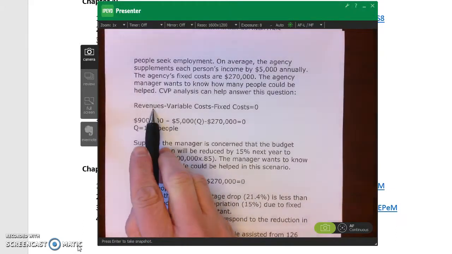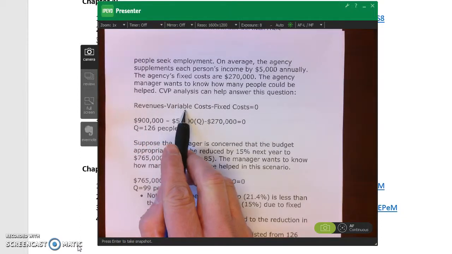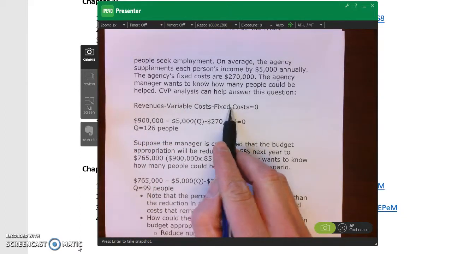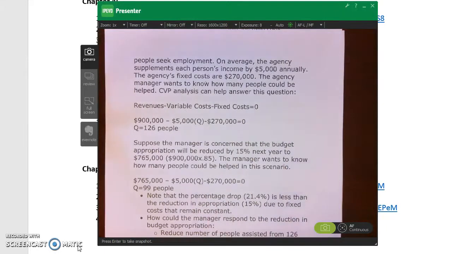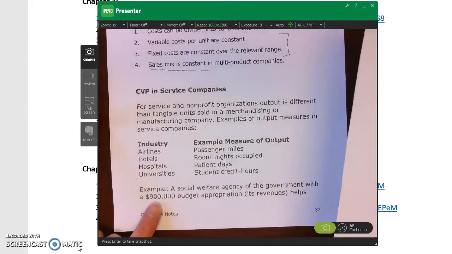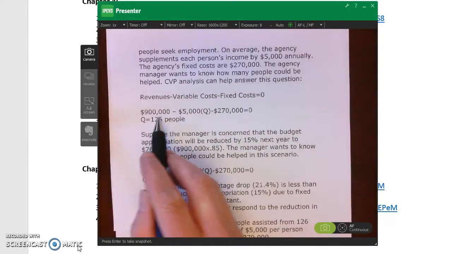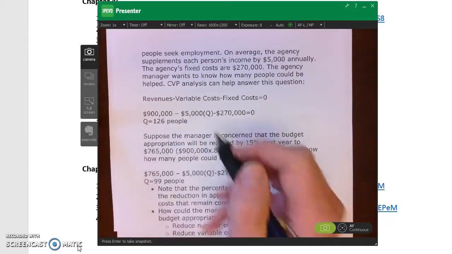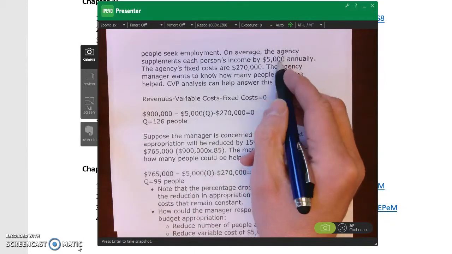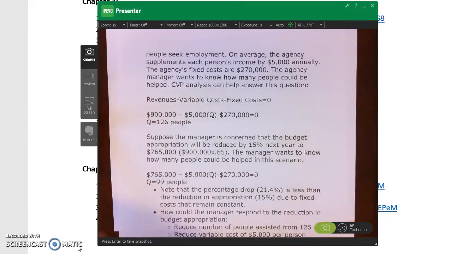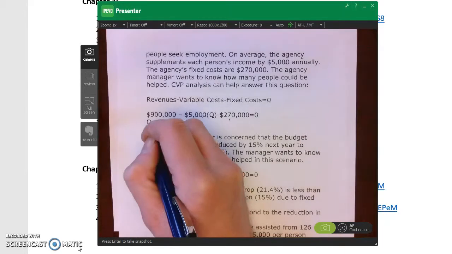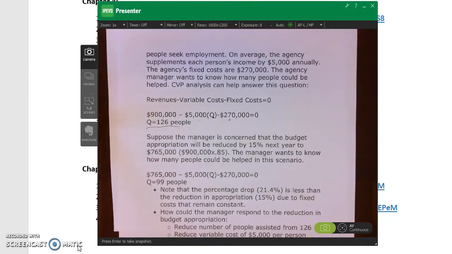So we could come over here, remember revenues minus our variable costs minus our fixed costs is going to be equal to 0. So basically they're asking, how far does this $900,000 go? Okay, and so I can take my $900,000 minus my $5,000, which is how much I'm going to help each person with, times the number of people, minus my fixed costs, and then I can help 126 people.